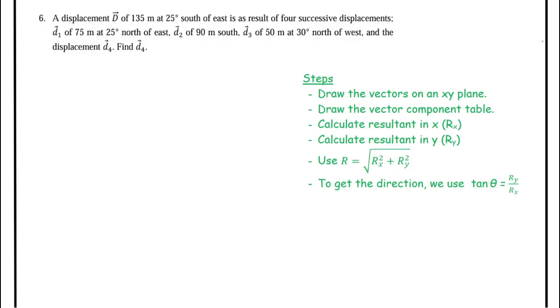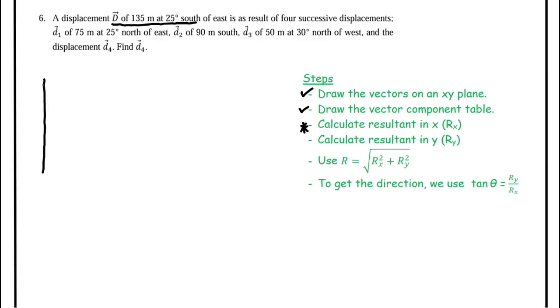The steps that we're going to follow are outlined here. The first step is to draw the vectors on an xy plane. The second step is to draw the vector component table. The next step will be to calculate the resultant in x. Now here is where things shift. We've already been given the resultant, which is the displacement d. So picture it like this.